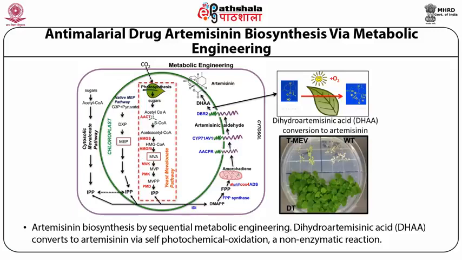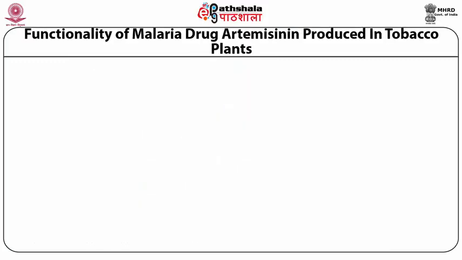You can see on the right-hand side that once you have dihydroartemisinic acid, in the presence of sunlight and oxygen, it automatically converts into artemisinin. The plate shows the double transgenics, nuclear and chloroplast, which have the yeast and the artemisinin biosynthesis pathway. This is one way how you can extend your pathway and produce the drug.